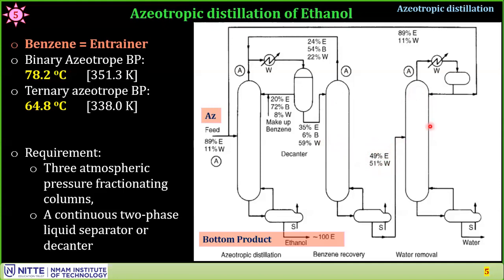You can use another packed bed column or tray tower column to purify the ethanol to the point called the azeotrope. That azeotropic point mixture can be refed. So this is the azeotropic distillation. Here you are going to recover the benzene in this setup, and you are going to remove the water, and you are going to get more pure ethanol, that is azeotropic ethanol, and you can use it again. This is how the mechanism works.